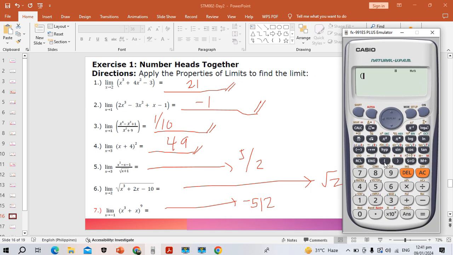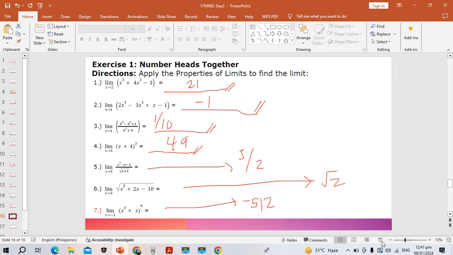Last one is negative 1. So, lagay natin dito negative 1 raised to 3. Negative 1. Open. Kasi meron siyang exponent sa labas eh. Kaya gagamit ako ng dalawang open. So, negative 1 raised to 3. Tapos, plus na negative 1. Tapos, raised to 9. Yeah. The answer here is negative 512. Tama po lahat ng sagot ninyo.